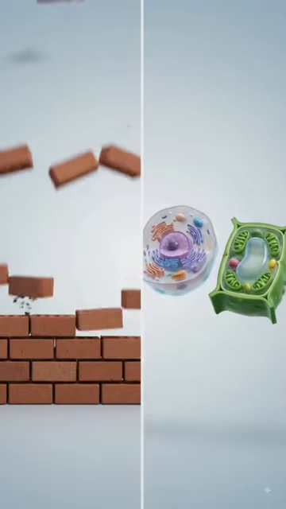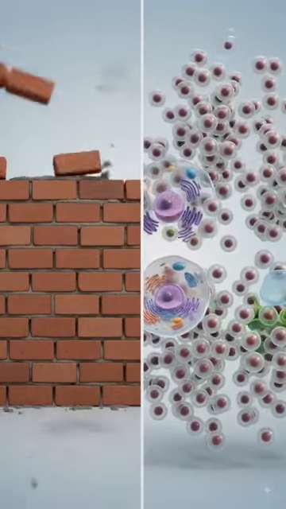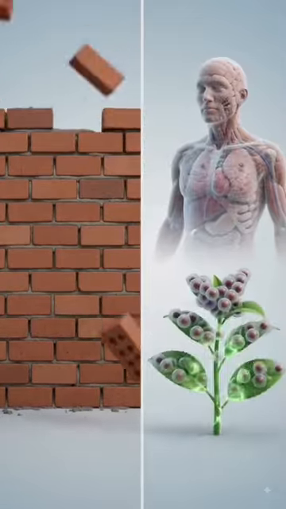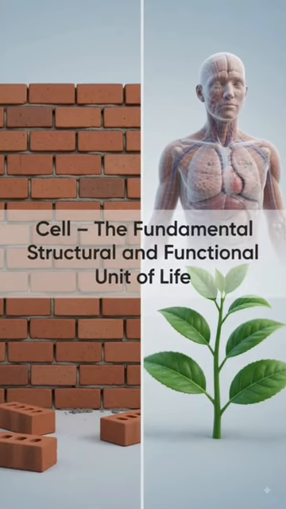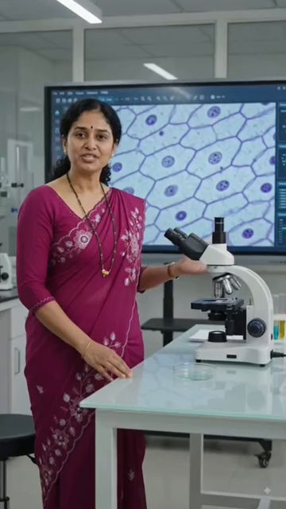Just as bricks are the basic units of a building, cells are the basic units of all living organisms. The cell is called the fundamental structural and functional unit of life. Today, we observed onion cells under the microscope and learned that all living organisms are made up of cells. The cell is the fundamental structural and functional unit of life.